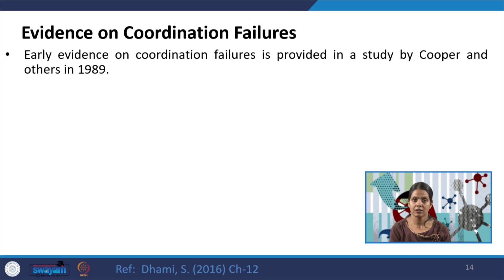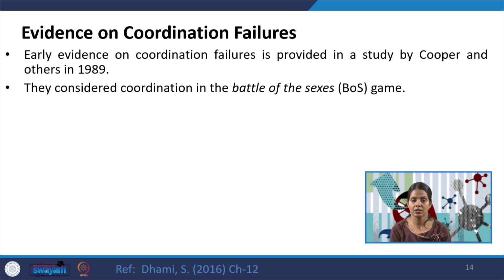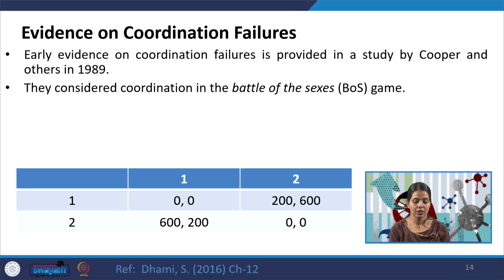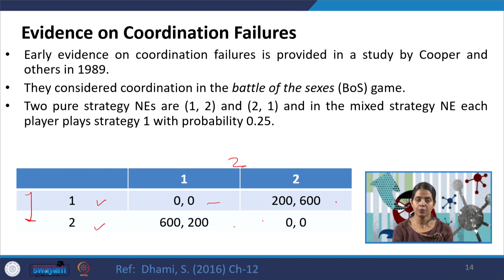Now, early evidence on coordination failures is provided by a study by Cooper and others in 1989. They considered coordination in the Battle of Sexes game. So, this is the game that they had considered. This is player 1, we all know, and here we have player 2. Each one has two strategies, 1 and 2, and these are the payoffs. There are two pure strategy Nash equilibria: 1 2, that is this one, and 2 1. These are the Nash equilibria, and in the mixed strategy Nash equilibrium, each player plays strategy 1 with a probability of 0.25.